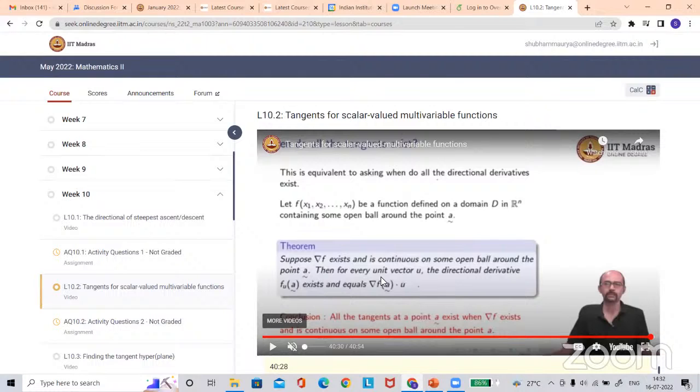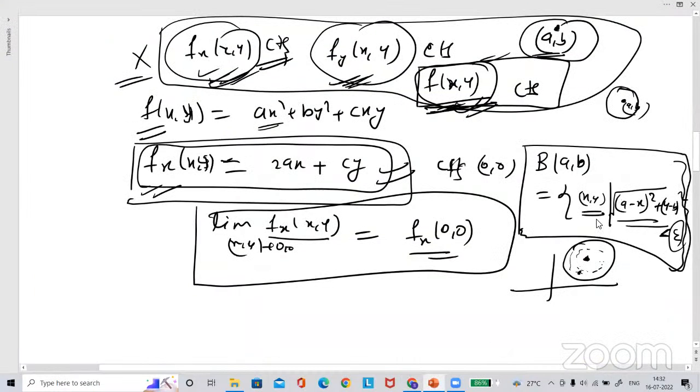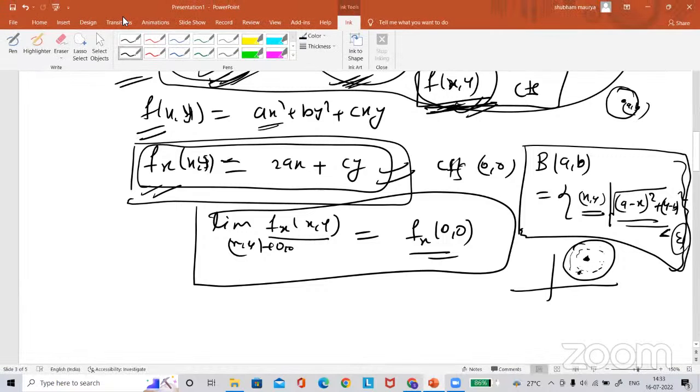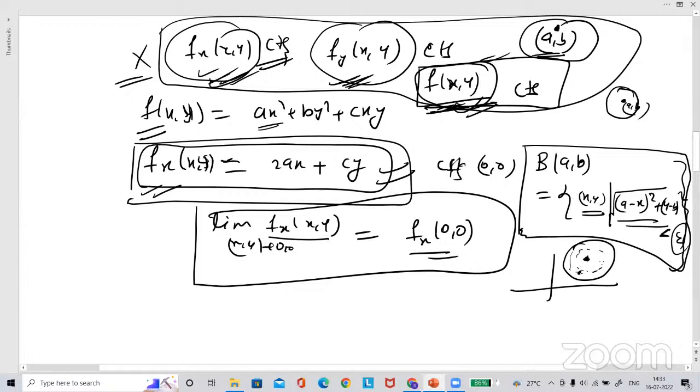And I also told you what we mean by an open ball. If you are not getting this theorem, this is the definition of an open ball: the collection of those points whose distance is less than epsilon. You can think of the radius of the open ball as 2, 3, or 0.001, whatever you want, smaller or bigger.